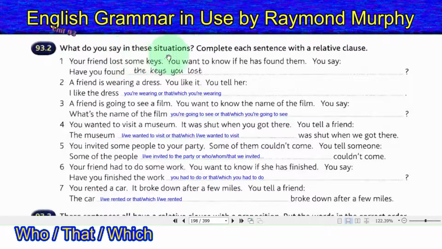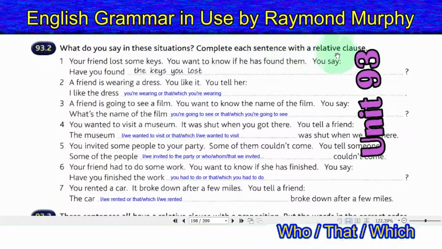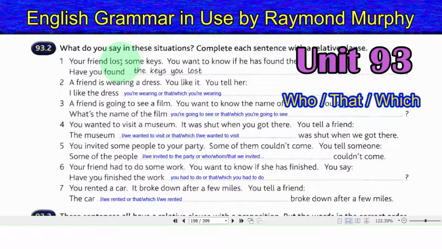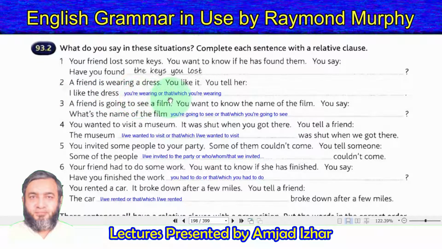What do you say in these situations? Complete each sentence with the relative clause. Your friend lost some keys. You want to know if he has found them. You say, have you found the keys you lost? A friend is wearing a dress. You like it, you tell her. I like the dress you are wearing, or that you are wearing.